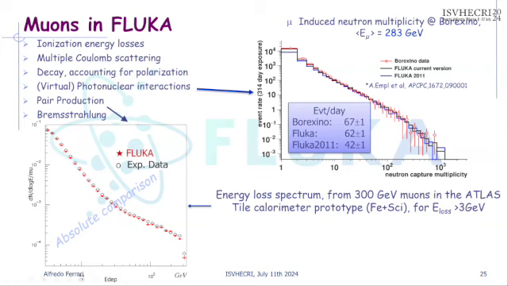For 300 GeV muons in Atlas, and so you can see that the code can reproduce very nicely. This is dominated by pair production and bremsstrahlung. Of course, we did the same with electrons. And that is a completely different case.